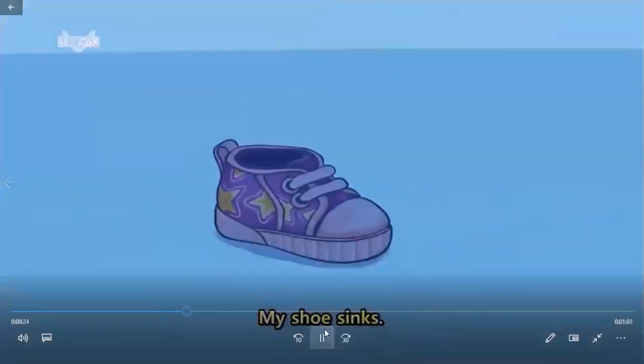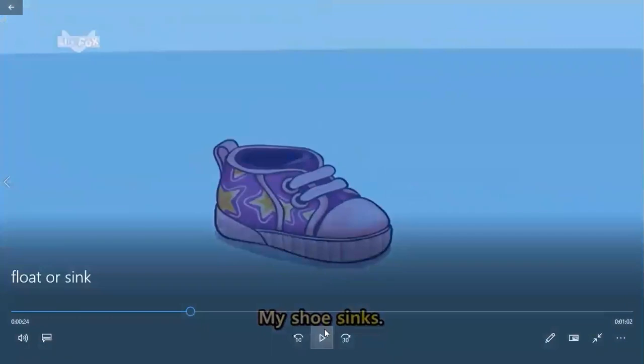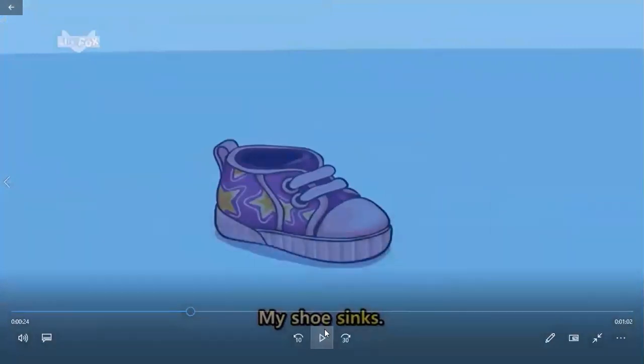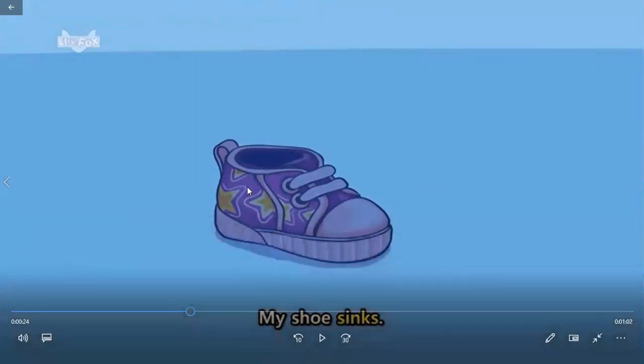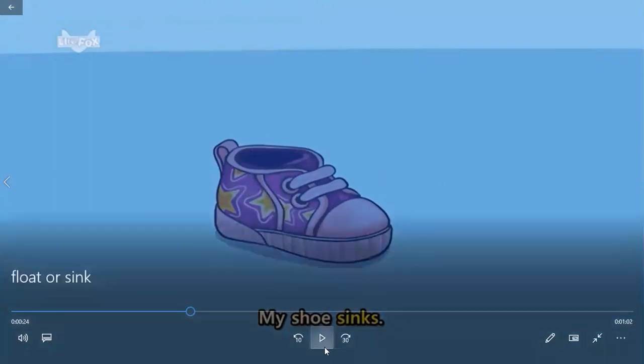My shoe sinks. While other objects sink to the bottom. So, sink. Sink means to go below the surface of water. Okay?